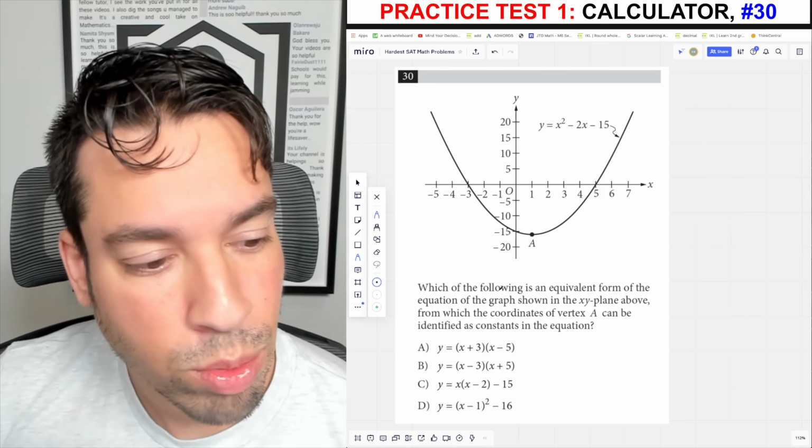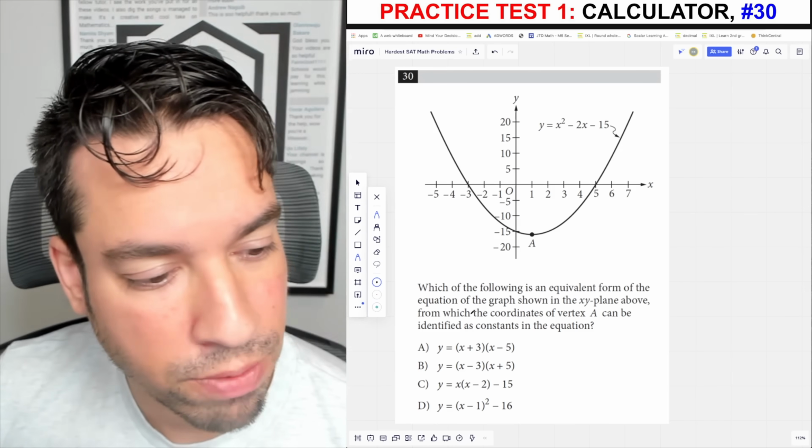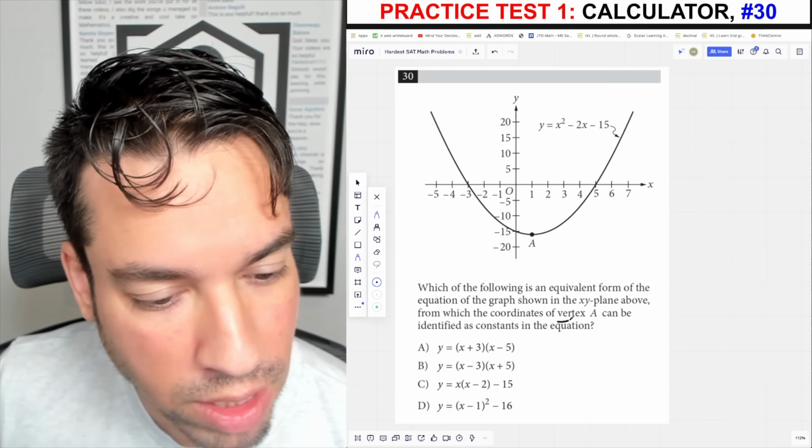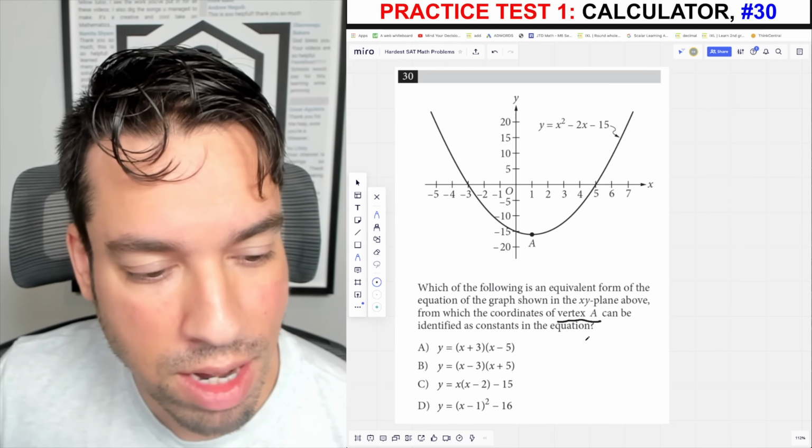A is the winner. In this one, the question says, which of the following is an equivalent form of the equation of the graph shown in the xy plane above, from which the coordinates of vertex A can be identified as constants in the equation?